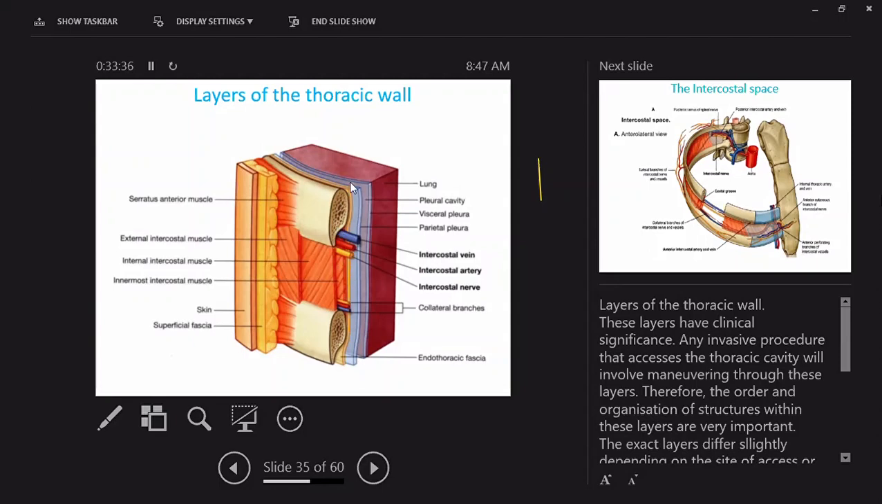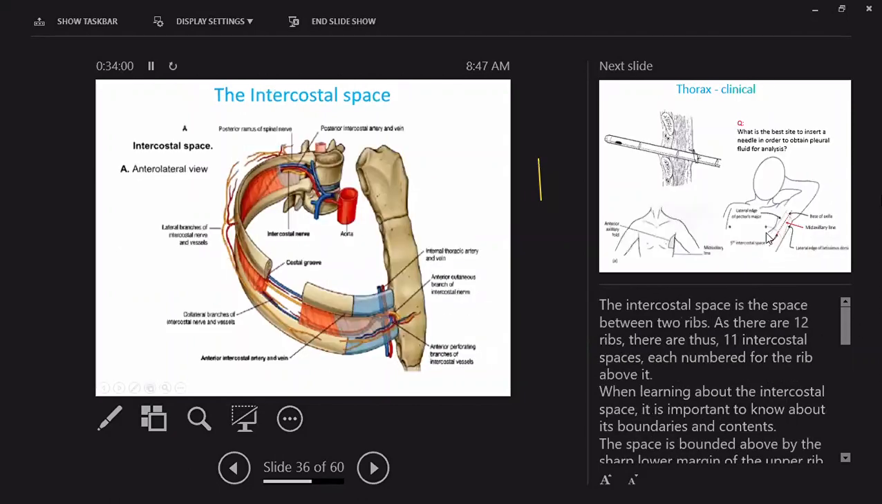So inside the innermost intercostal, you get the endothoracic fascia, you get the parietal pleura, visceral pleura. There are two layers of pleura, I'll teach you that, and then finally the lung. So if you pierce the thoracic wall from out to in, we will ask you what are the layers you're going to pass through. Okay, so know this very well.